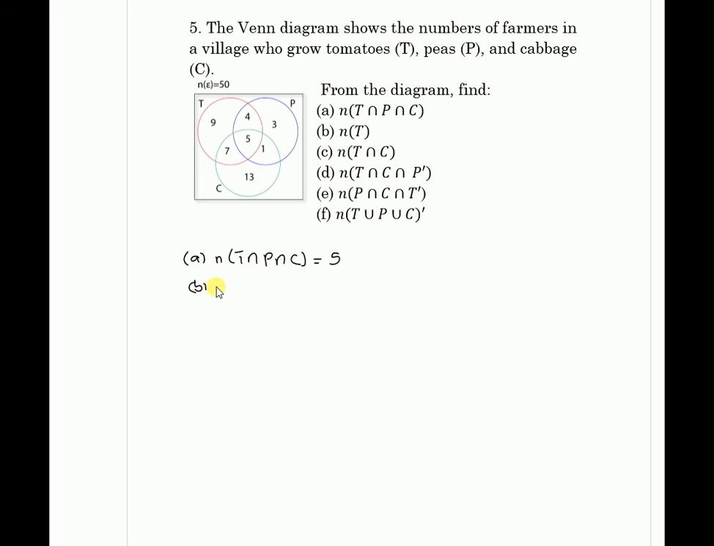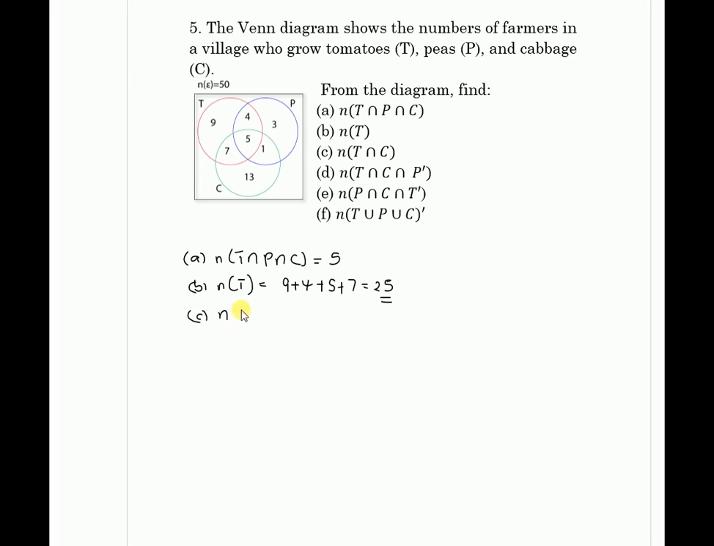Number of elements in T. This one is 9 plus 4 plus 5 plus 7. Add everything inside the red circle, and I guess it should give us something like 25. So for the number of elements in T, you just add up everything inside here, and that's it.